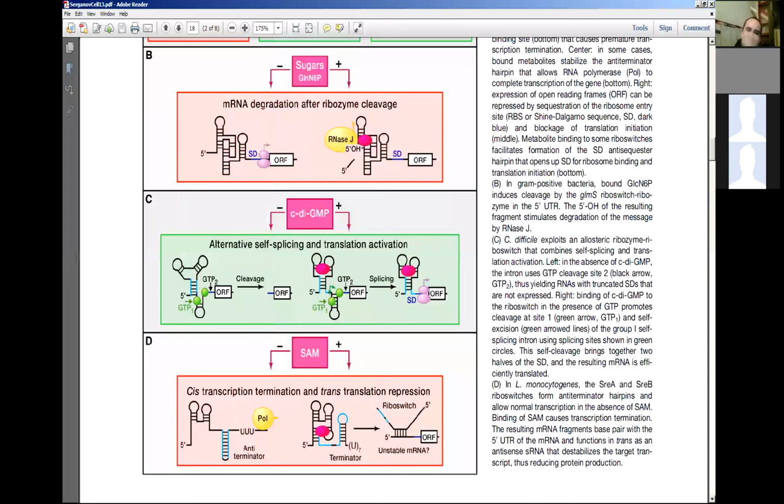You can also have these ribozymes on the 3' side, the 3' untranslated region, in which case they might cut off a poly A tail at the end of the mRNA. And in eukaryotes, an mRNA that doesn't have a poly A tail will get degraded very quickly. So again, that's a mechanism for regulating the amount of protein that's being expressed from an mRNA.